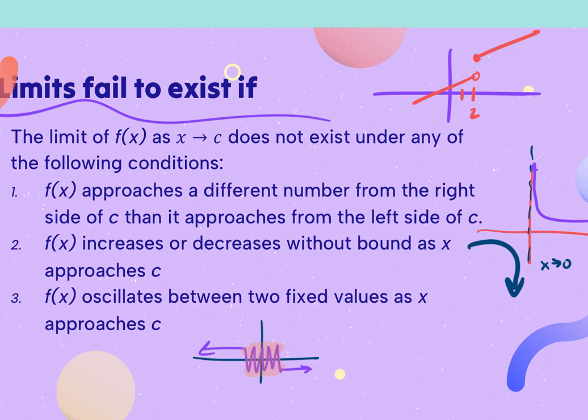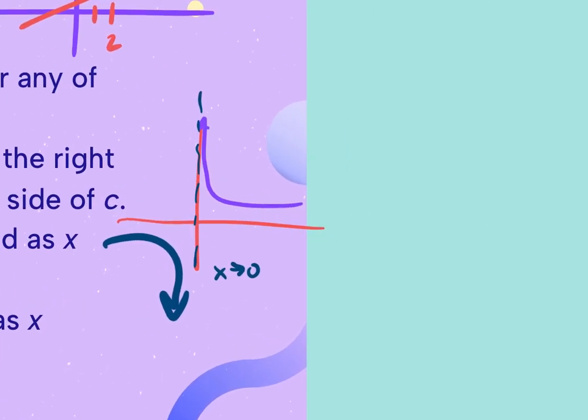Now, that's not to say that, on the outside of this, we can't have a limit. Let's say I went to 3. There would be a limit there because they would both be approaching the same value. It's just that it's around the asymptote where it is unbounded, where it does not exist. Does that make sense? Yeah?